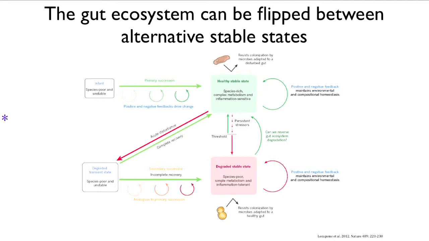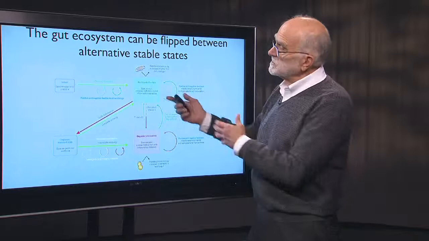So the question is, can we flip the microbiome between those states? Is it enough just to drink a probiotic? Or will the state of a degraded gut actually resist the colonization by those probiotics? That's an open question, but this is a useful conceptual layout to see what the issues are that need to be addressed.